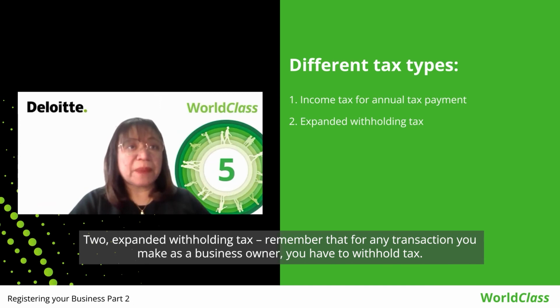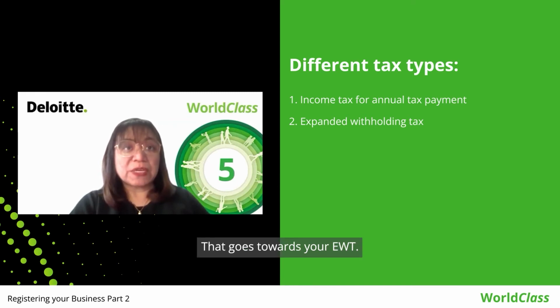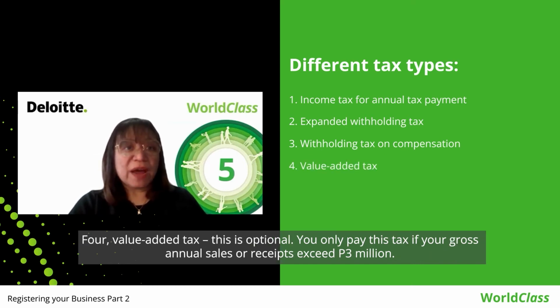2. Expanded withholding tax. Remember that for any transaction you make as a business owner, you have to withhold tax. For example, if you're renting space for your business, you are required to withhold 5% of your rent each time you pay. That goes towards your EWT. 3. Withholding tax on compensation. If you plan to hire workers for your business, you will also have to withhold tax on the salary you will pay them. 4. Value-added tax.